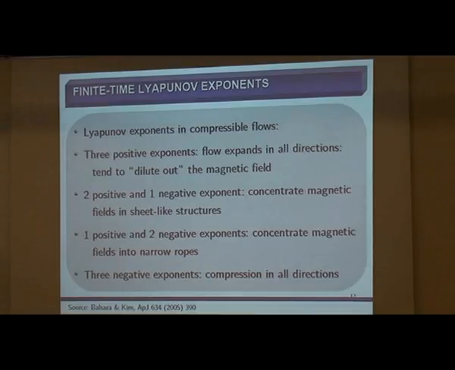If you have 3 positive Lyapunov exponents, it means your velocity field is expanding in all directions. It tends to dilute out the magnetic field. 2 positive and 1 negative means you concentrate magnetic fields into sheet-like structures, because you have 2 directions of expansion and 1 of contraction, and you have a sheet, right? And if you have 1 positive and 2 negative exponents, the tendency is for magnetic fields to concentrate in narrow ropes, because only one direction is expanding, right? 3 negative exponents, it's compression in all directions. Later on, I'll show a picture of that.